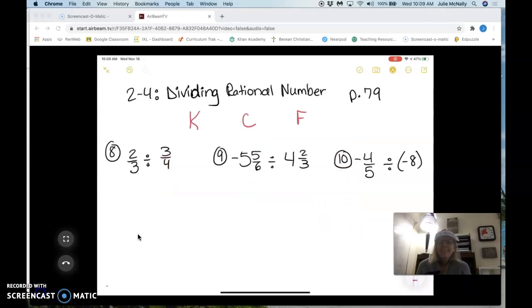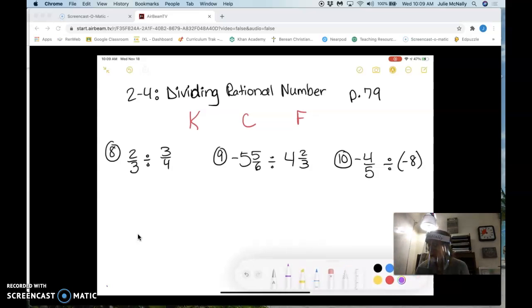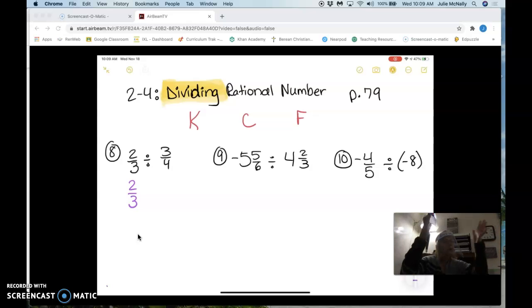Copy those down. So for this next section, we are going to start learning about keep, change, flip. Keep, change, flip is only something we do when we are dividing fractions. It only happens for dividing fractions, okay? That's really important to remember. So keep, change, flip means keep the first fraction the same. So write the first fraction down underneath and keep it exactly the same. 2/3 stays 2/3.